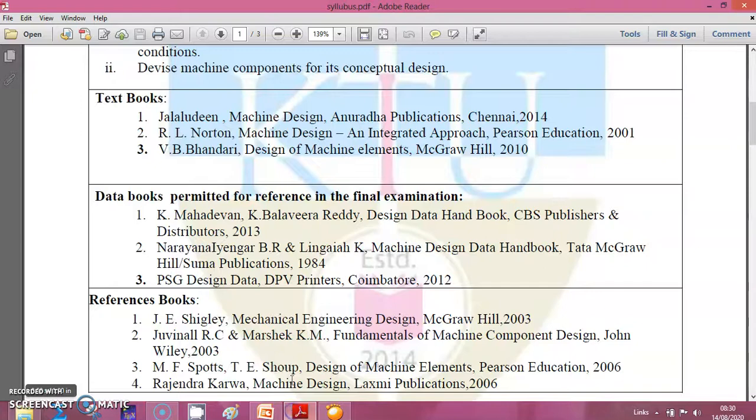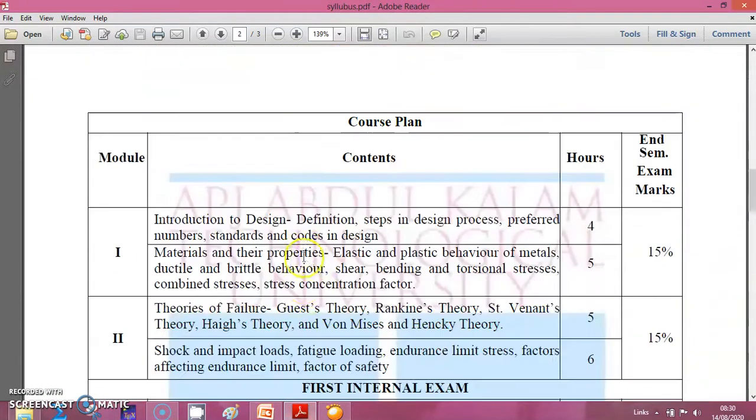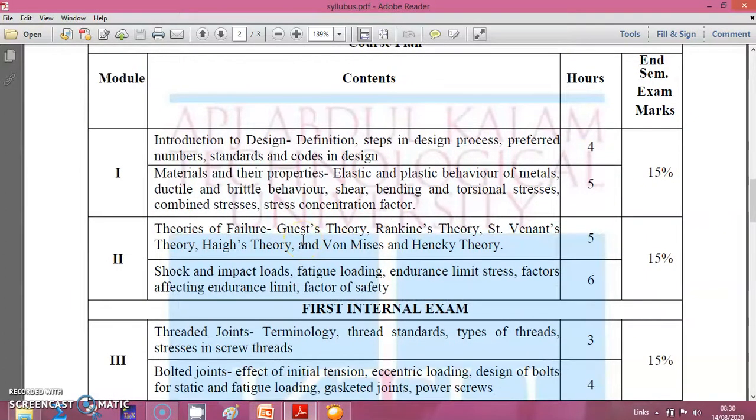Now again we will see the syllabus. As usual, we are having 6 modules. The first module, we are having this topic, Introduction to Design, Steps in Design, and the standards and codes in design. And also we have this materials and their properties, elastic and plastic behavior of these metals, ductile and brittle behavior, shear, bending and torsional stresses, combined stresses, stress concentration factor. So you are familiar with these terms, you already learned this in your mechanics of solids. So all this concept and the equations, you have to remember it. We will be taking all this equation from there and we will be using it for solving different problems.